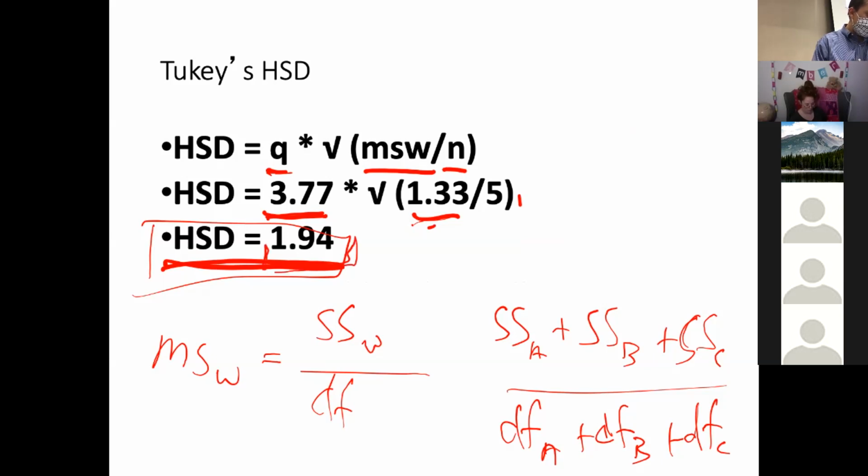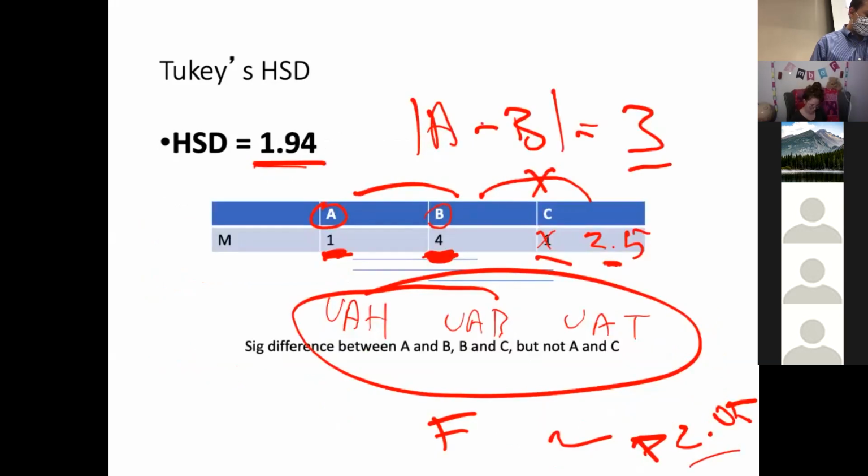So this is our critical value now that we're going to compare the mean differences against. So we have our HSD of 1.94. The difference between 1 and 4 is 3, and because 3 is greater than this critical value here, that means there is a significant difference between A and B.